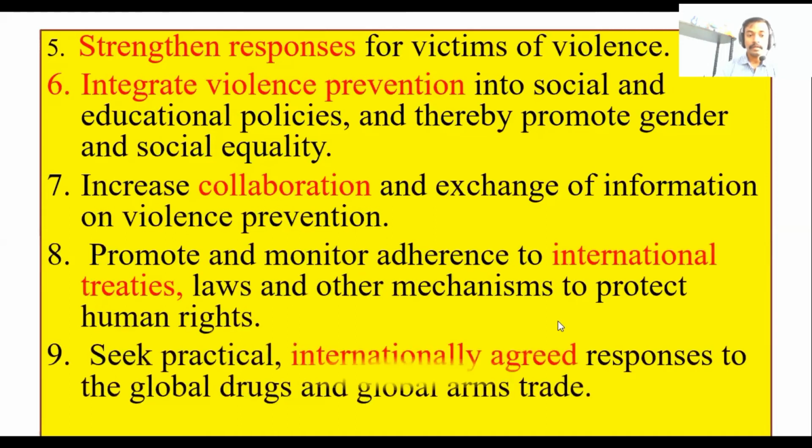Next, international treaties. We know that terrorism is a major criminal practice across the globe, so there is a need for international treaties. Some criminals may commit crime in one nation and travel to other countries. At that time, two countries need agreements to exchange the criminals. Next, internationally agreed response. For example, global drugs, global arms trading.